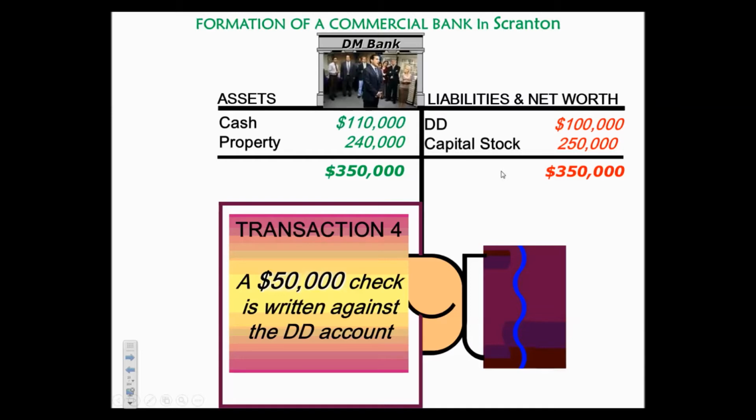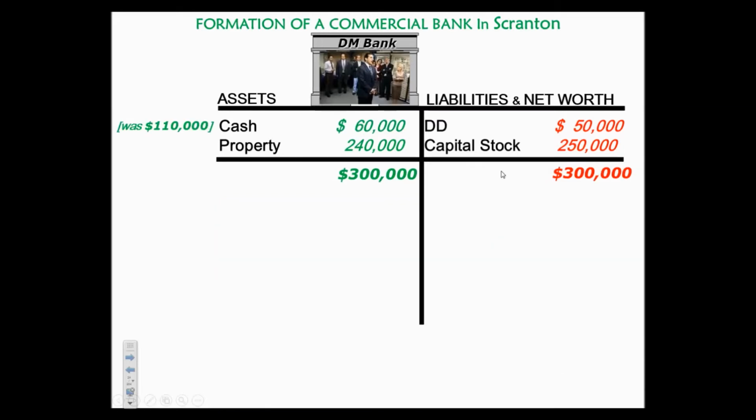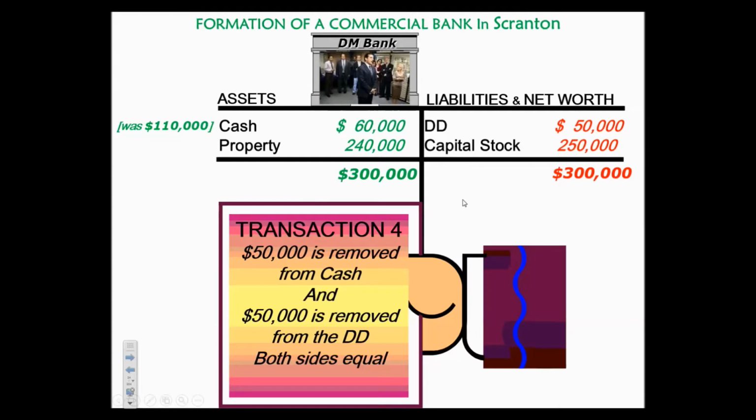Yes, Gil, you're right. We subtract it from the demand deposit, right? So it's just like when you guys use your debit card. What happens to your checking account? It goes down. So that's what we're going to do. Okay, so we reduce the cash holdings by 50,000, and we reduce Dwight's account by 50,000. Both sides equal 300,000. Okay. So summary: 50,000 removed from cash, 50,000 removed from the demand deposits. Both sides equal.